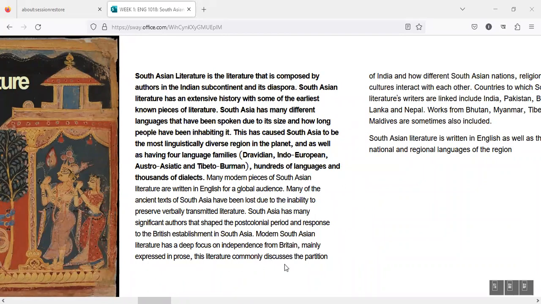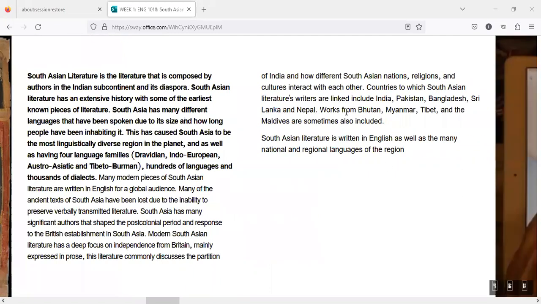This literature commonly discusses the partition of India and how different South Asian nations, religions, and cultures interact with each other. Countries to which South Asian literature's writers are linked include India, Pakistan, Bangladesh, Sri Lanka, and Nepal. Works from Bhutan, Myanmar, Tibet, and the Maldives are sometimes also added.